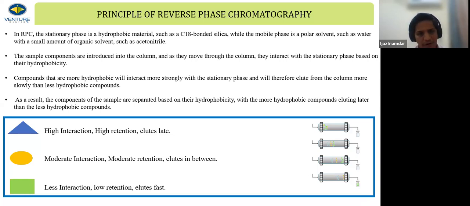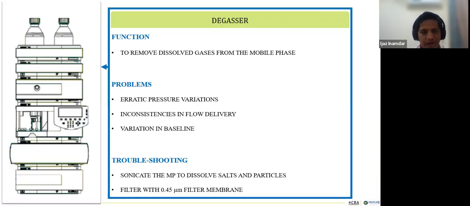It works on the principle of hydrophobicity of the molecules of interest. Now let us talk about the setup. How does the actual setup look like? So most of us might have seen the RPLC or chromatography setup. But let us talk about it in great detail.